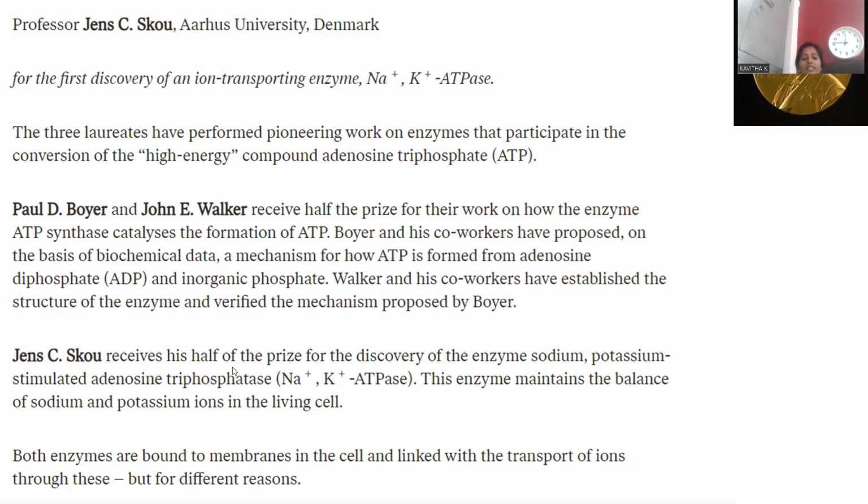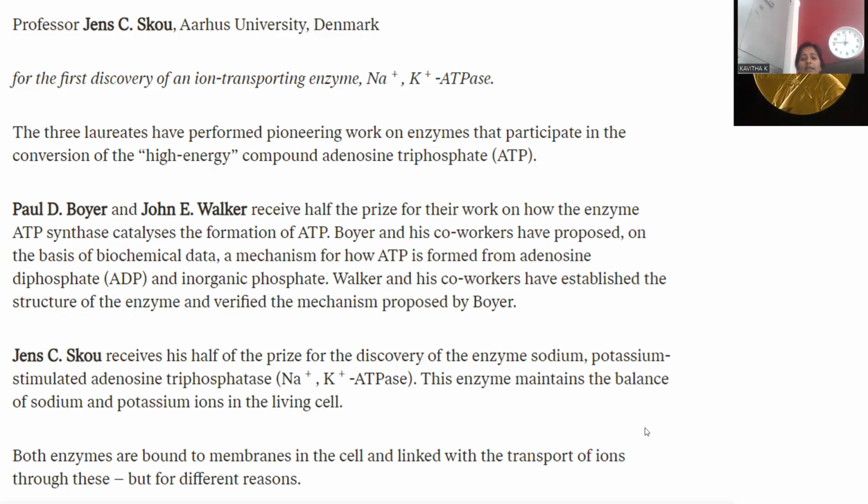Jens Skou received his half of the Nobel Prize for the discovery of the enzyme sodium potassium stimulated adenosine triphosphatase. This is an enzyme which pumps sodium and potassium ions. How that pumping is possible and how transportation of these ions takes place across the living organism, that mechanism was unveiled by the scientist Jens C. Skou.